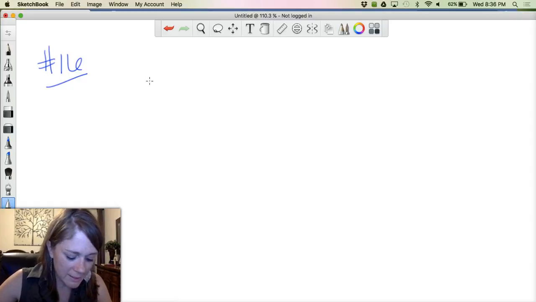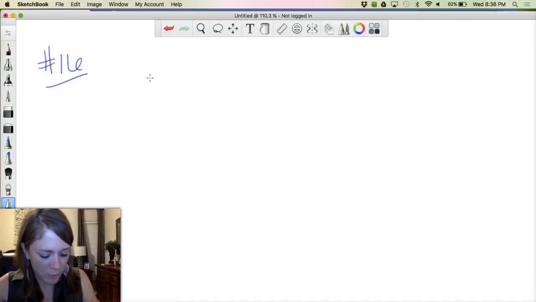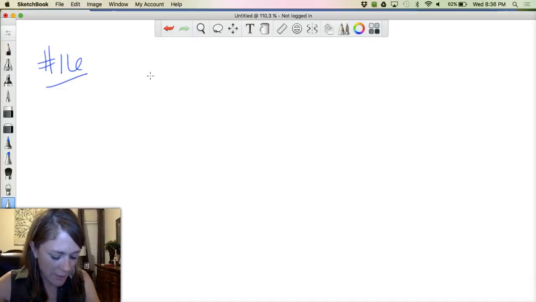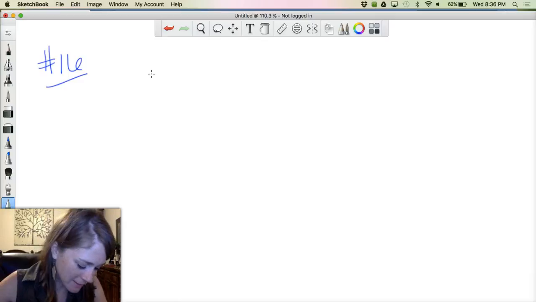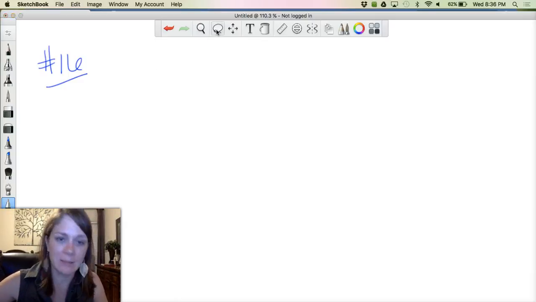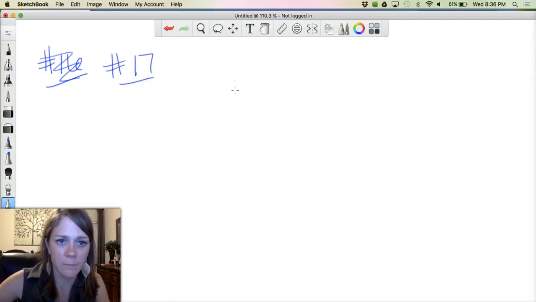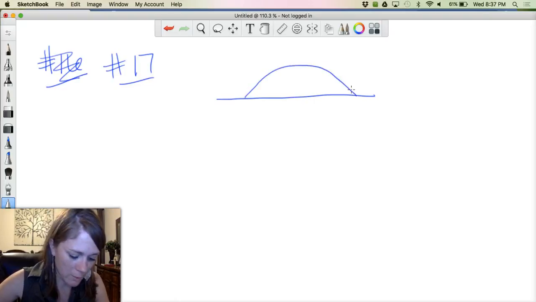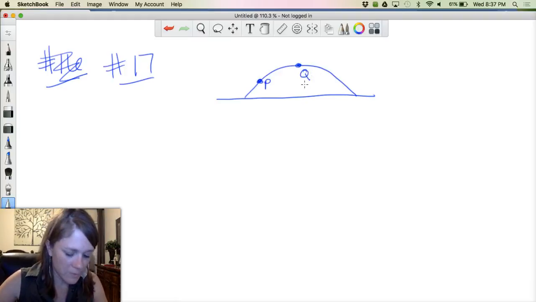Number 16, so if you look at my key, basically I had that picture in the wrong spot. That picture goes with number 17. So let's look at that real quick. Let's do number 17 first. So this picture where we label point P and point Q, that picture goes with number 17.